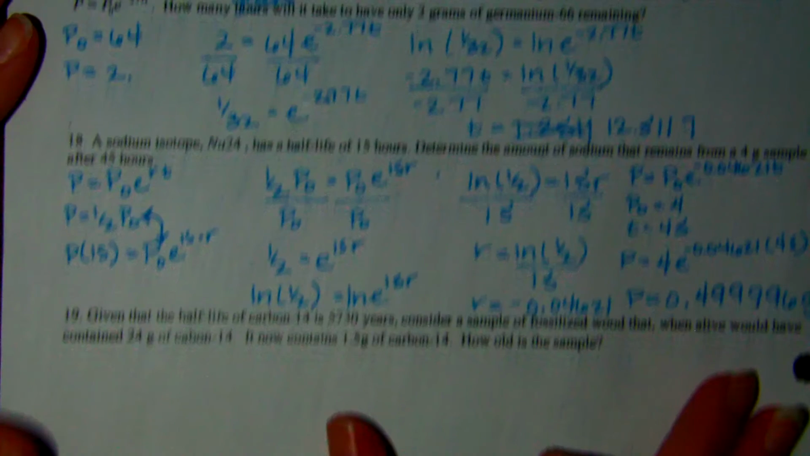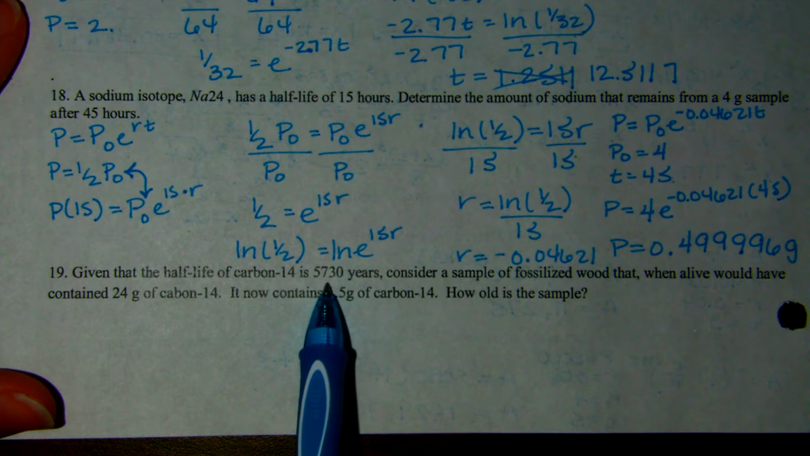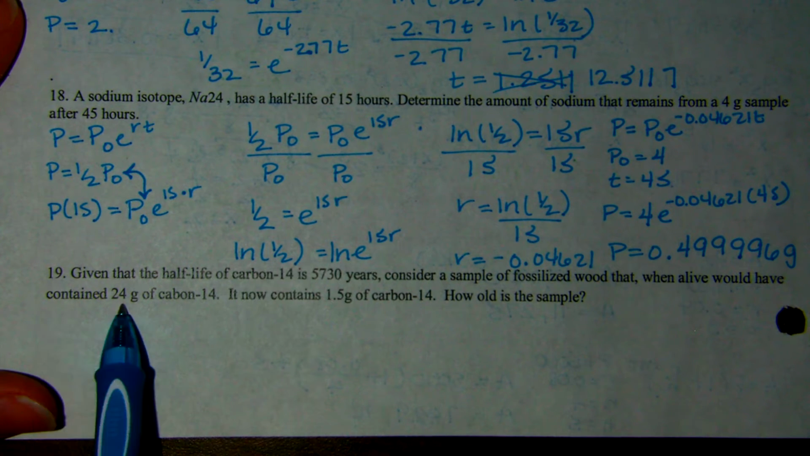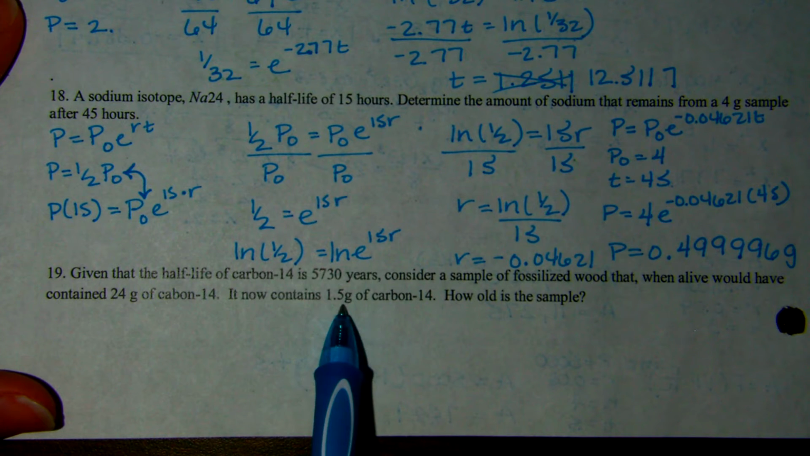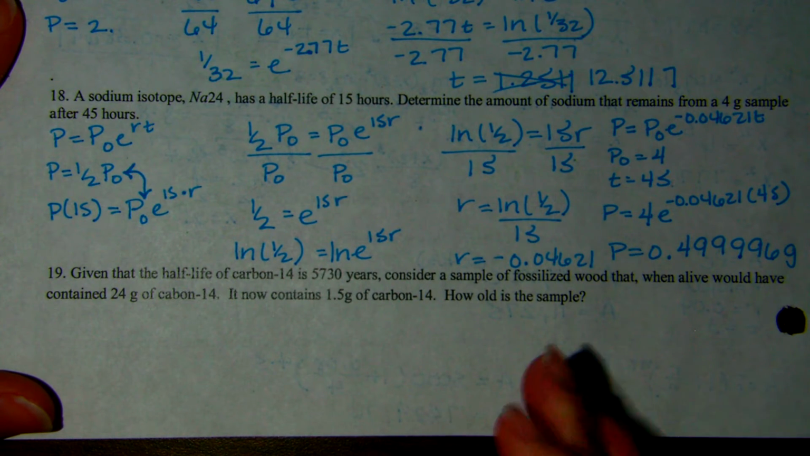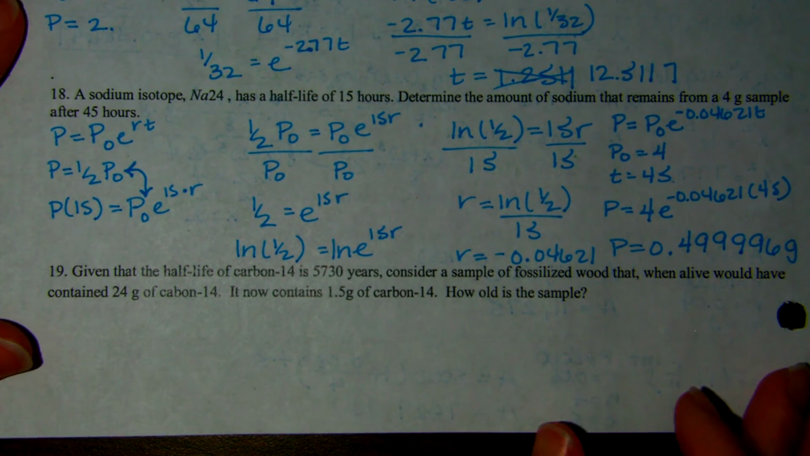All right, guys, last problem. Given that the half-life of carbon-14 is 5,730 years, consider a sample of fossilized wood that, when alive, would have contained 24 grams of carbon-14. It now contains 1.5 grams of carbon-14. How old is the sample? We want a time on this. And in order to find the time, we have to find our multiplication factor.